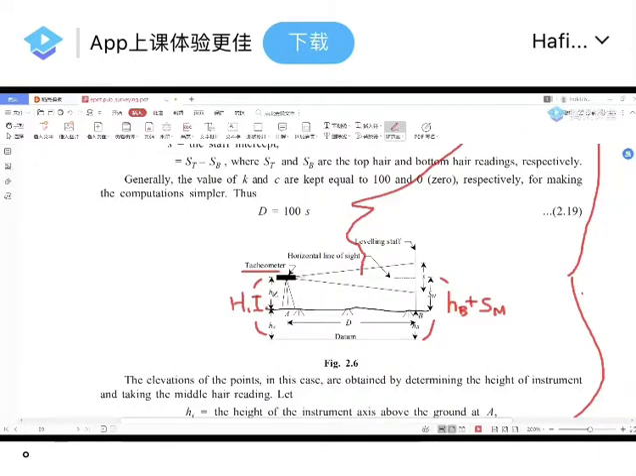So in total, the tachymeter's height above sea level will be this number. Let's call it HR. In the book, it's called HR, the height of instrument. The instrument means this one. Height of instrument is HA plus HI, where the small i stands for instrument over here. Okay, so far so good.